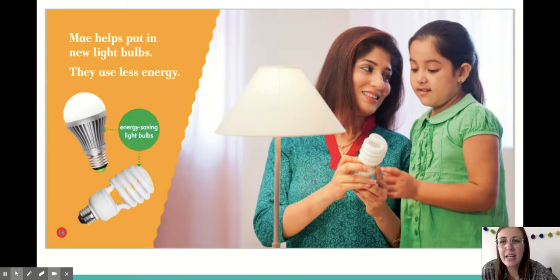May helps put in new light bulbs. They use less energy. That's a new fact. Did you know that new light bulbs, called energy-saving light bulbs, save more energy than our old light bulbs? That's a pretty cool piece of information. And notice how the book gave us a label here to show us that these are energy-saving light bulbs that May is using in her new lamp. That's helpful. That tells us what we're looking at.